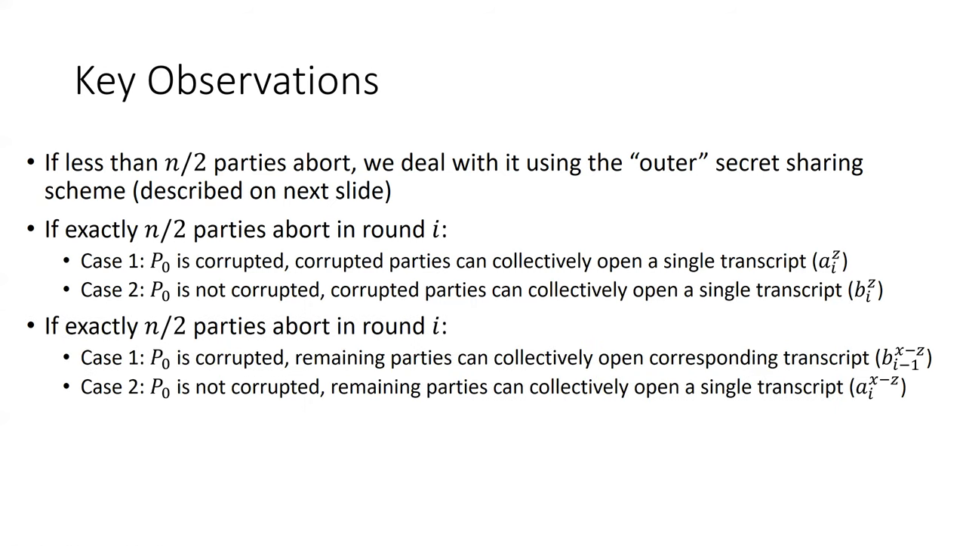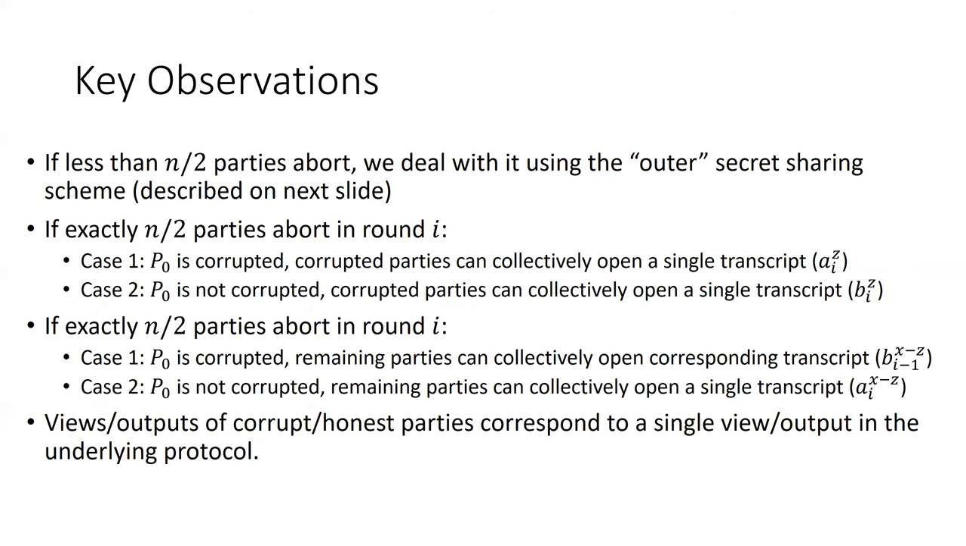On the flip side, if exactly n/2 parties abort in round i, then in case one, when P0 is corrupted, the remaining parties can collectively open the corresponding transcript B_{i-1}^{x-c}, where x minus c is the number of ones that they hold. And in case two, if P0 is not corrupted, the remaining parties can collectively open a single transcript A_i^{x-c}, where again, x minus c is the number of ones that these parties collectively hold. And so again, similarly to the inefficient transformation of Asharov et al., the views and the outputs of the corrupt and honest parties are going to correspond to exactly a single view and output in the underlying fair two-party protocol.